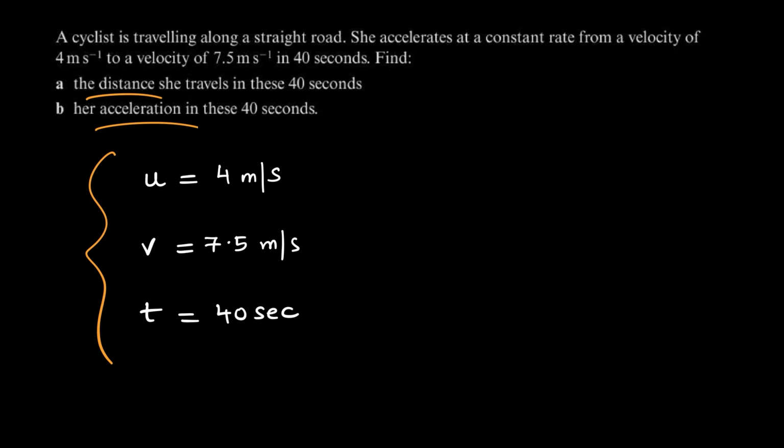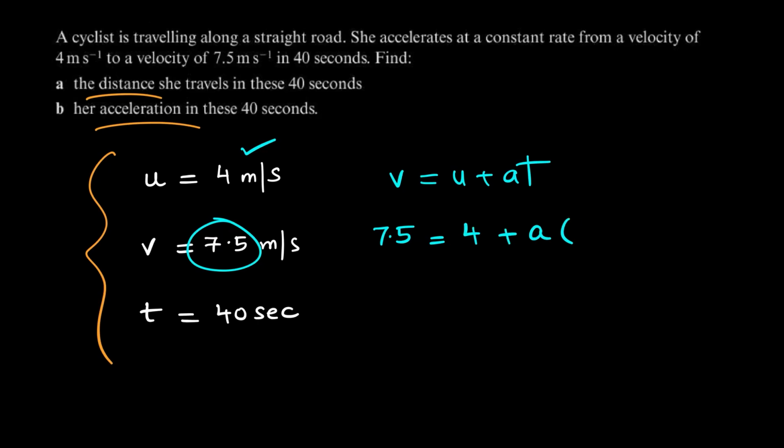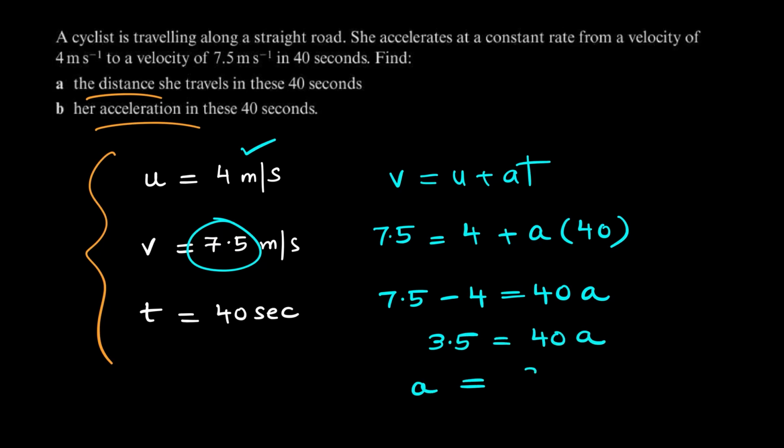Now, if I use the first equation of motion, which is V equals U plus AT, V is given as 7.5, U is given as 4, A is unknown, and the value of time is 40. Therefore, 7.5 minus 4 equals 40A. 3.5 equals 40A. Therefore, the value of A is 3.5 divided by 40.